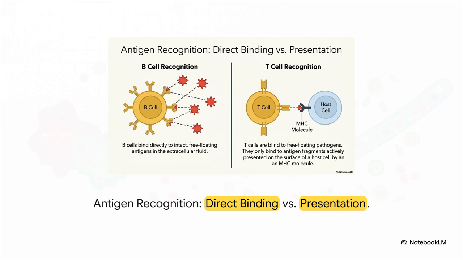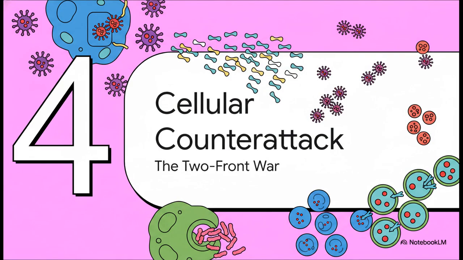They can only bind to antigen fragments if those fragments are actively presented on the surface of a host cell by something called an MHC molecule. Section 4. The coordinated cellular counterattack, the two-front war.